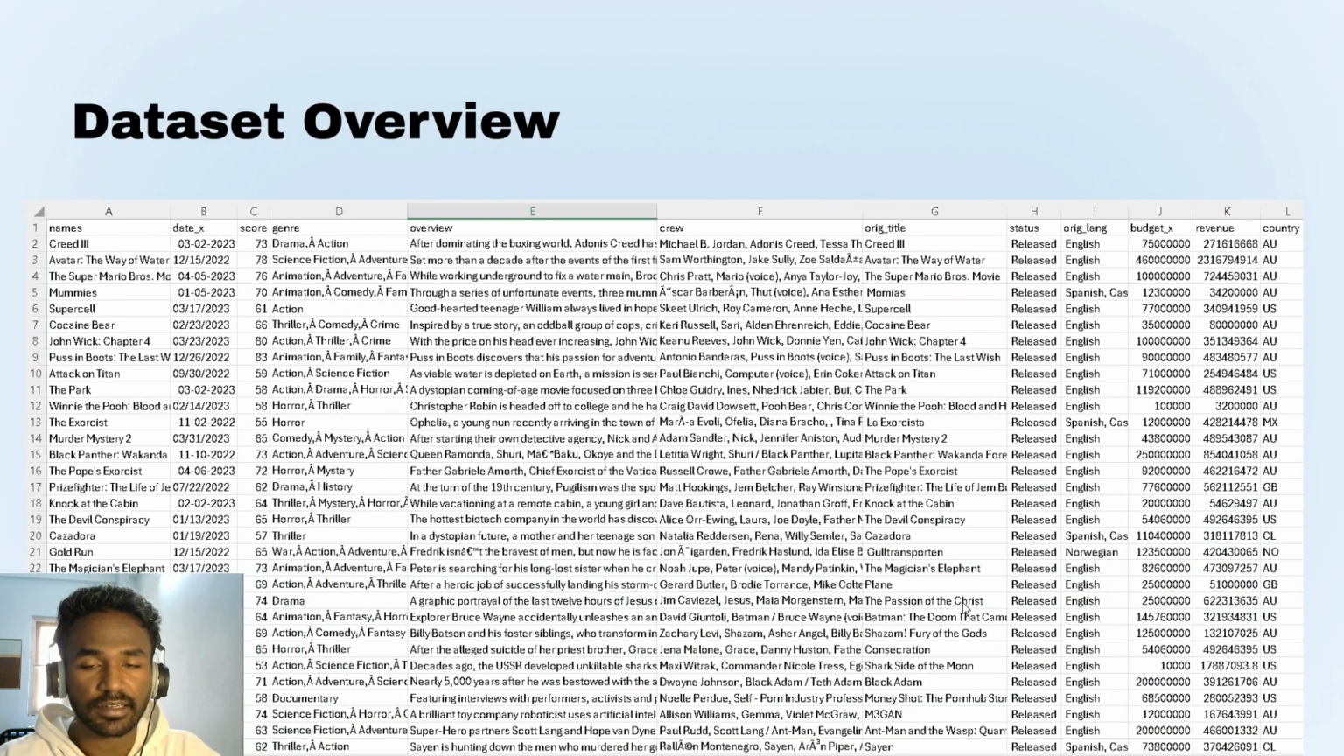The IMDb dataset contains information about 10,000 plus movies, including their names, release dates, user ratings, genres, titles, languages, budgets, revenues, etc. This data can be used for various analyses, such as identifying trends in movie genres, exploring the relationship between budget and revenue, predicting success of future movies, etc.